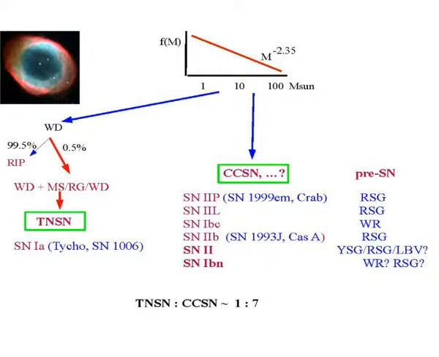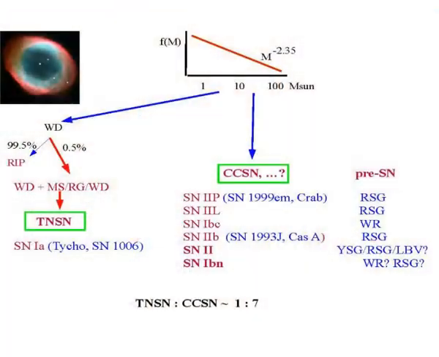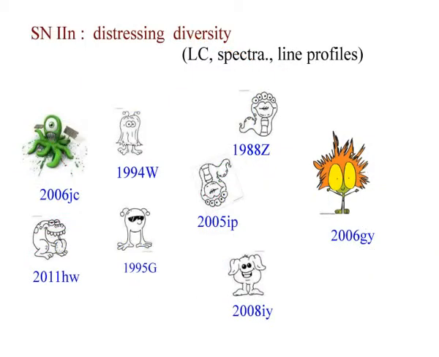Maybe it would be interesting for the audience that the ratio of thermonuclear supernovae to core-collapse is 1 to 7. 7 is not the density ratio in a radiation-dominated shock. It's just a phenomenological ratio. Yes, I was just trying to joke.